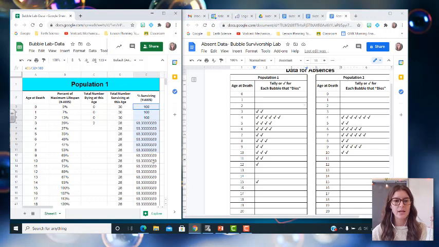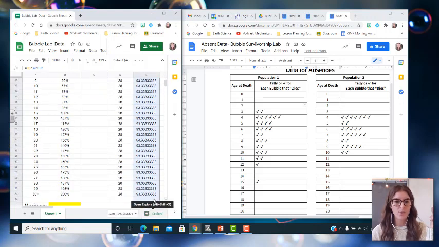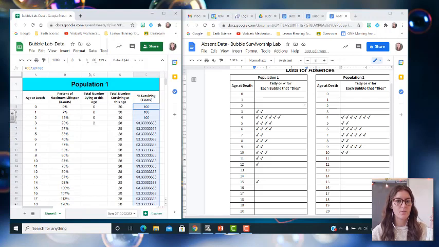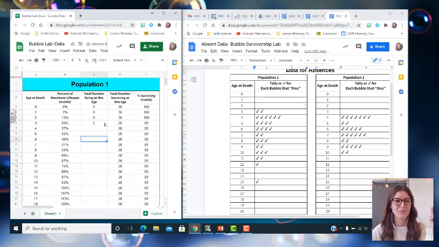Now, I don't really like that I have all these decimals, so I'm going to highlight all of these numbers, and I am going to make them whole numbers by changing how many decimal places. So again, I can increase the decimal, or decrease that number. That seems a lot less hectic.